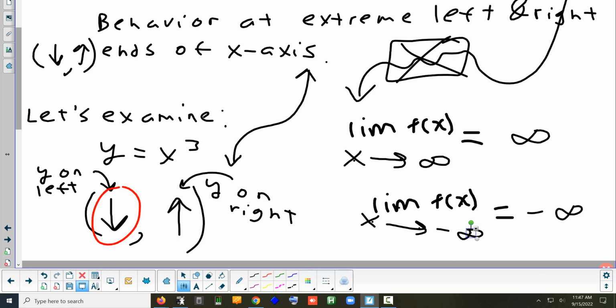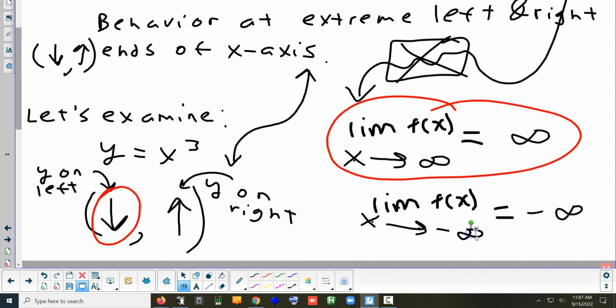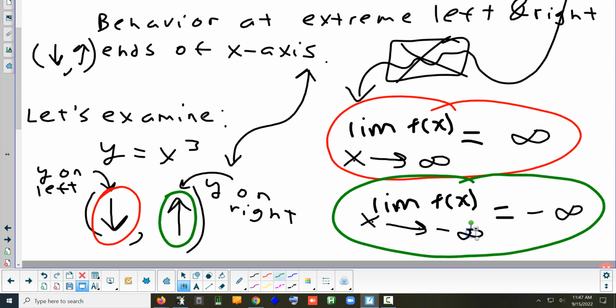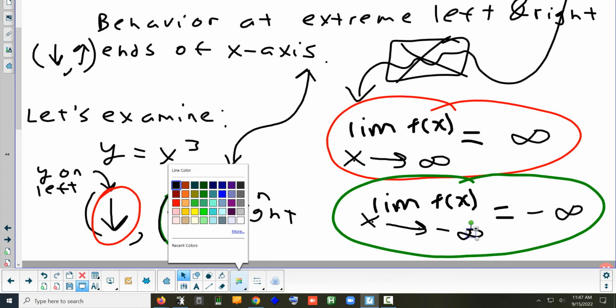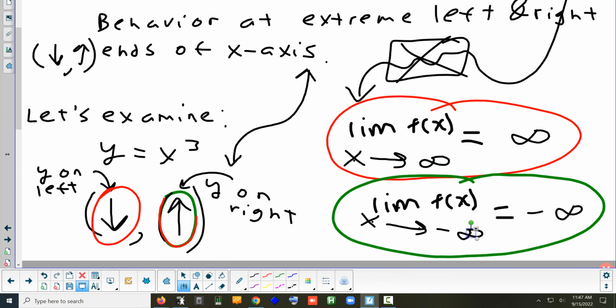So this part means this. That part means, did I do it backwards? Sorry. That's the red part, and that's the green part. The green part's going down, the red part's going up. That's green.